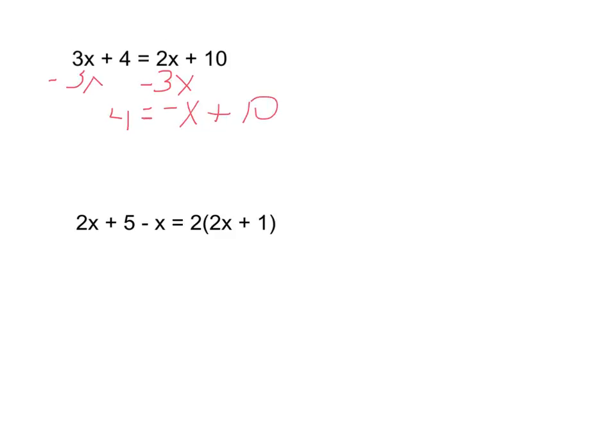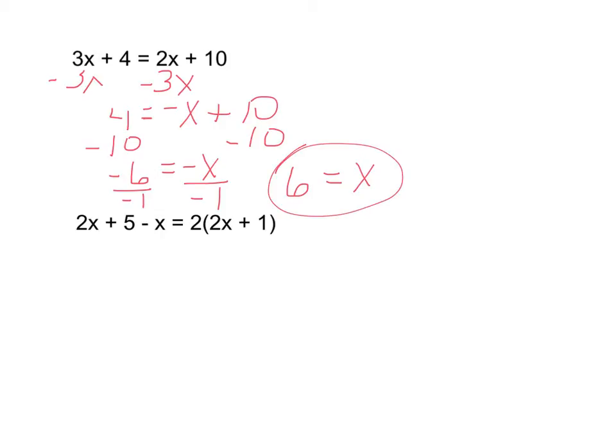And then now this is an equation like we were solving in the last video. So to get x by itself, I'm going to subtract 10 so that my numbers are all on one side of the equation. Negative 6 equals negative x. x isn't by itself yet because of that negative sign. It's like saying negative 1 times x. So I'm going to divide by a negative 1, leaving me 6 equals x.